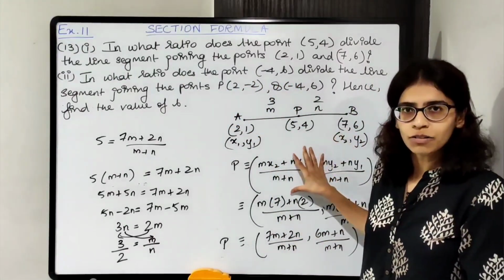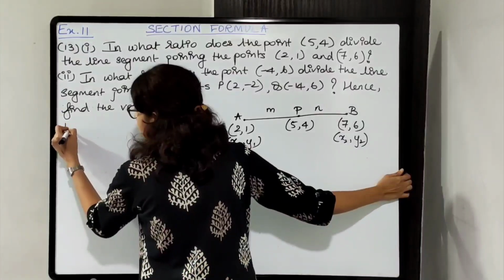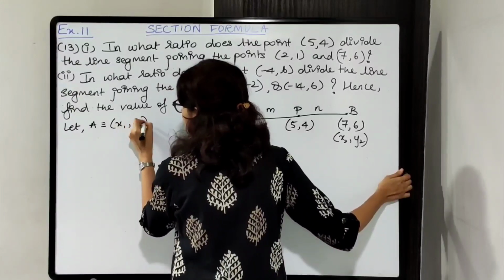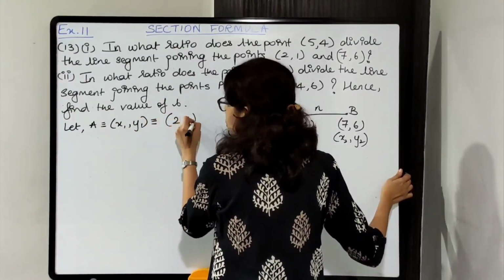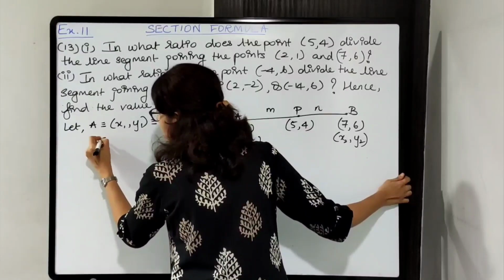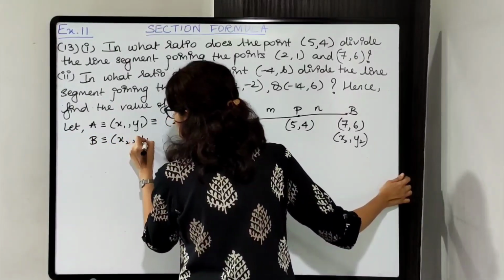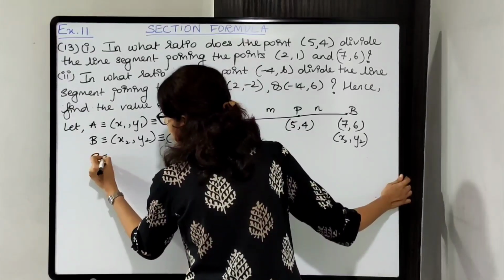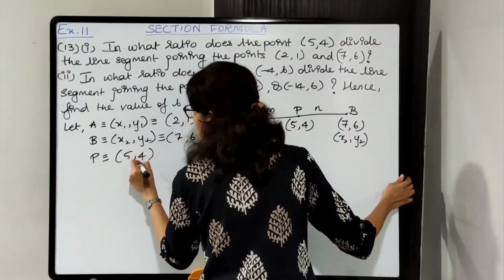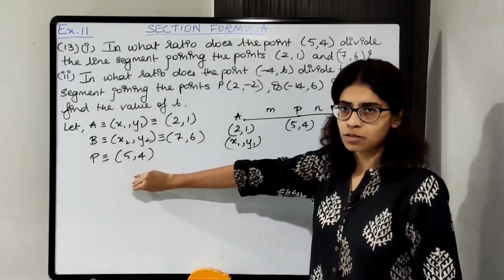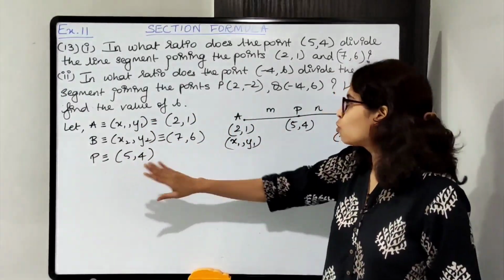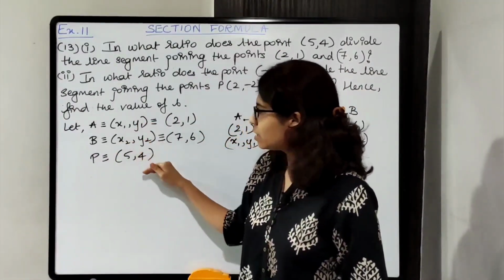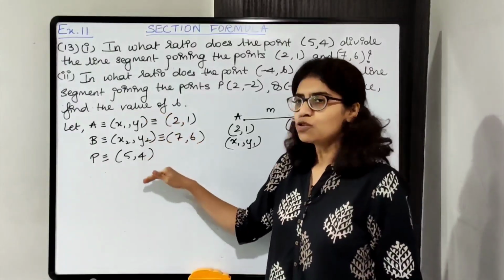So let us solve this properly now. Write down: let A be x1, y1, which is 2 comma 1, B be x2, y2, which is 7 comma 6, and P be equal to 5 comma 4. The points are not named in the question, so we'll just name the points. Coordinates को name करना पड़ेगा. So this is how we are considering. First you will write this down.